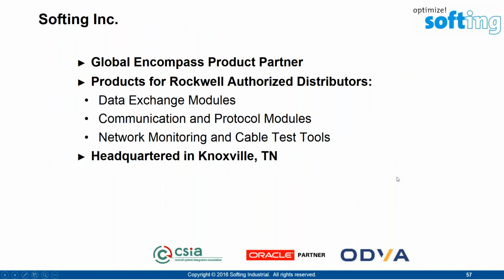Softing Inc. is a global Encompass product partner. The products available to the Rockwell channel include data exchange modules, communication and protocol modules, and network monitoring and cable test tools. Our company is headquartered in Knoxville, Tennessee. I'm in Newburyport, Massachusetts. We have a small office here with a few applications engineers, and we have Scott, who's in Dallas, Texas, and we have a colleague there as well. Our headquarters is in Germany, and we have offices around the world as well.